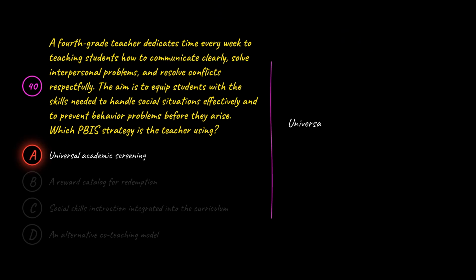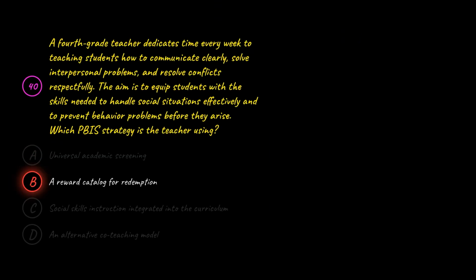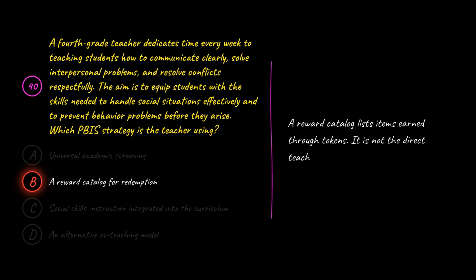A is wrong because universal academic screening identifies students for support but does not teach social skills. B is wrong because a reward catalog lists items earned through tokens. It is not the direct teaching of social skills described.